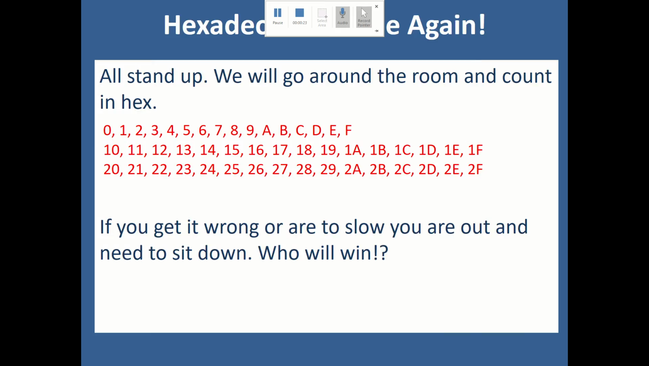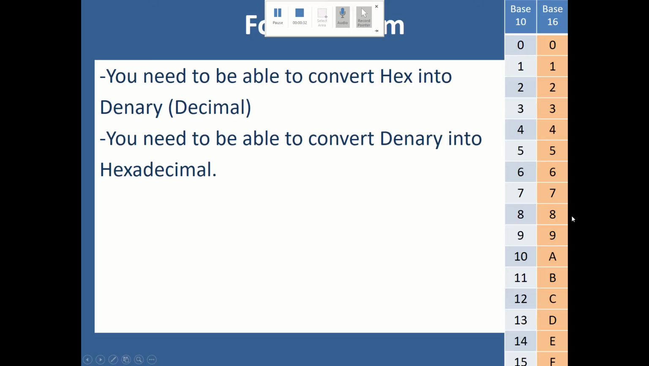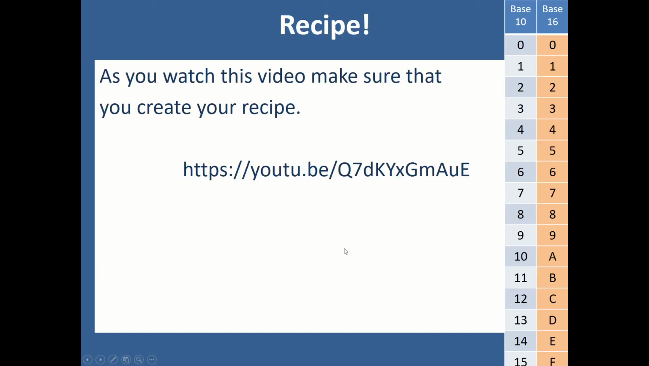Now, we started the lesson by going around the room and trying our counting game again. See if you can add the next line after 2F. Now, for the exam, you're going to have to be able to convert from hexadecimal into denary and denary into hexadecimal. So down the right hand side, I've just put base 10 and base 16 just to help you. So you can see that 11 is the same as B, 12 is the same as C, 13 D, 14 E and 15 F.